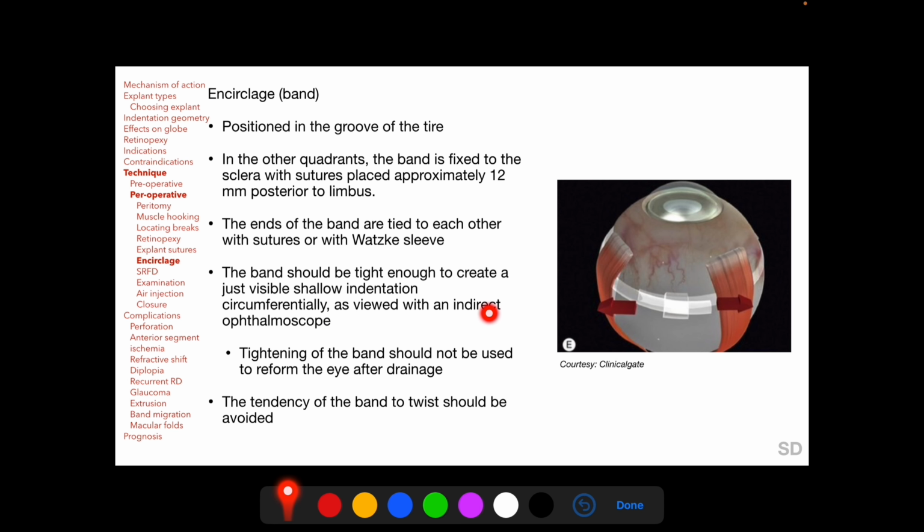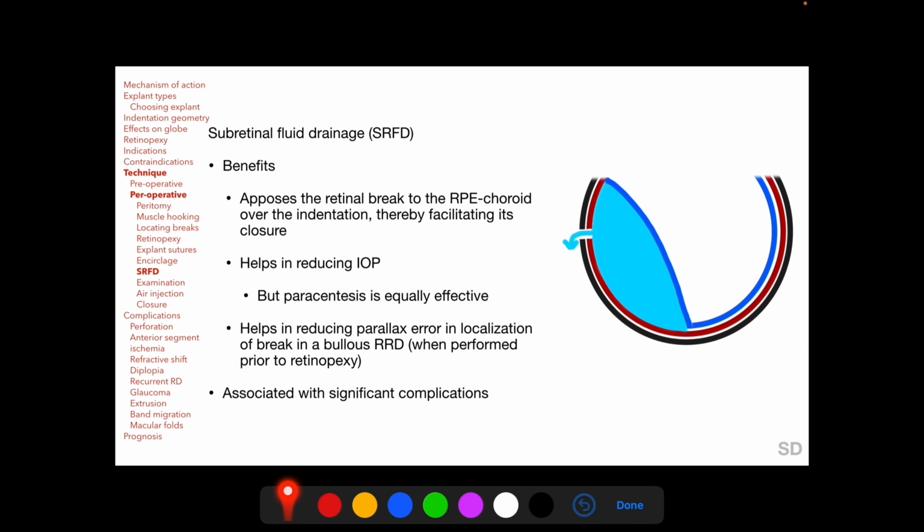Subretinal fluid drainage, or SRFD, by incising through the sclera and the choroid to allow the subretinal fluid to drain externally, has several benefits. SRFD opposes the retinal break to the RPE and choroid over the scleral indentation, thereby facilitating the closure of the retinal break. SRFD helps in reducing intraocular pressure, which increases due to reduction in the volume of the globe induced by the explant, and SRFD also helps in reducing parallax error in localization of break in a bullous rhegmatogenous retinal detachment, as we have discussed. But SRFD is associated with significant complications, as we will be discussing.